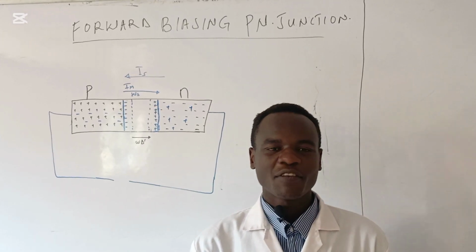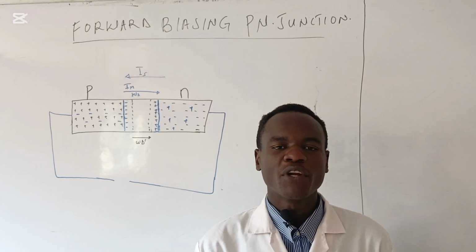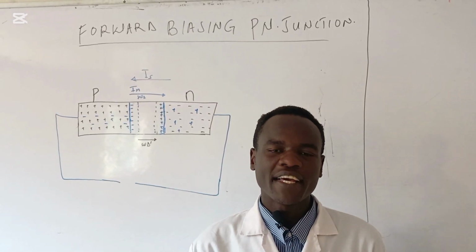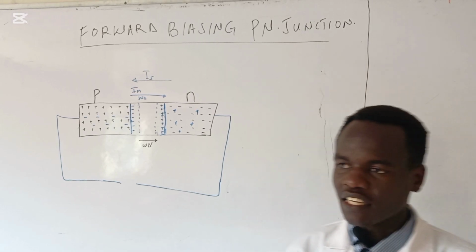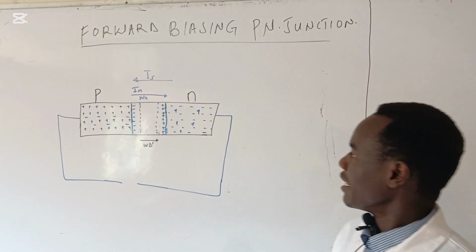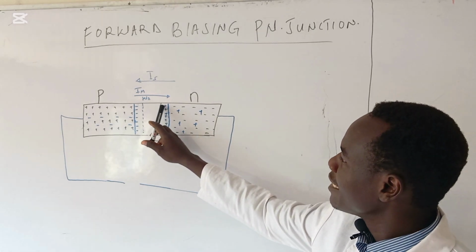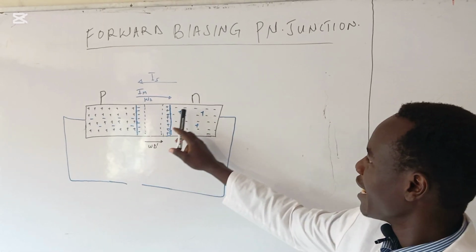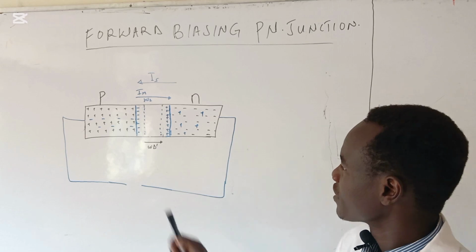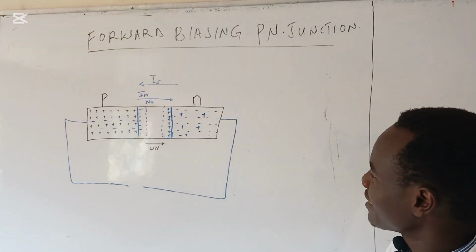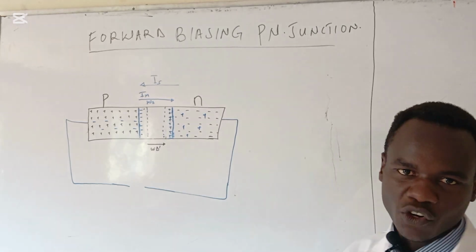Today we are going to discuss forward biasing. Previously we looked at the formation of the p-n junction, and today we are going to look at the forward biasing of a p-n junction. We say that when a p-n junction is formed, the ions are concentrated near the junction. Positive ions are on the n-type and the negative ions are on the p-type. Now we are going to look at this at no bias condition.